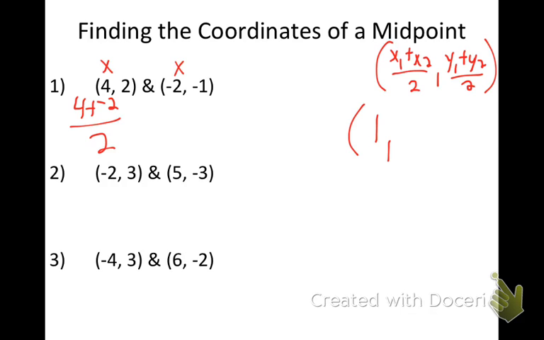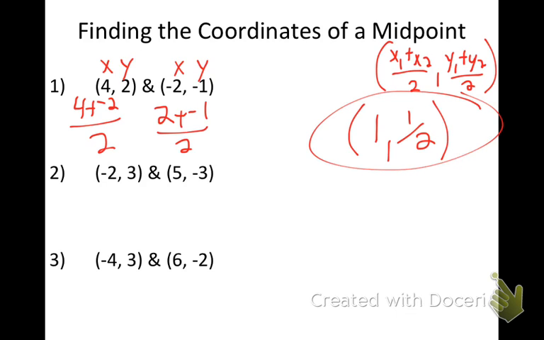And then I'm going to do my y values. Aaron, which ones are my y values? 2 and negative 1. So I'm going to say 2 plus negative 1 divided by 2. What's 2 plus negative 1, Aaron? 1? Yeah? And what's 1 divided by 2 going to give me? Half, 0.5, half, either one of those. Guess what? There's my midpoint. 1.5. 1 comma 1/2.